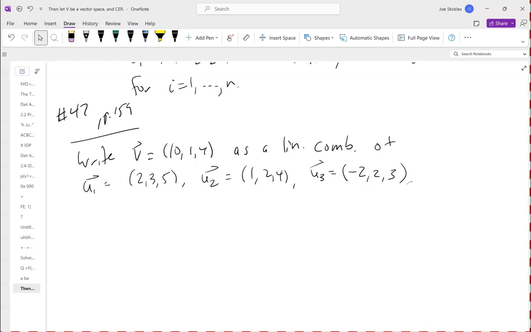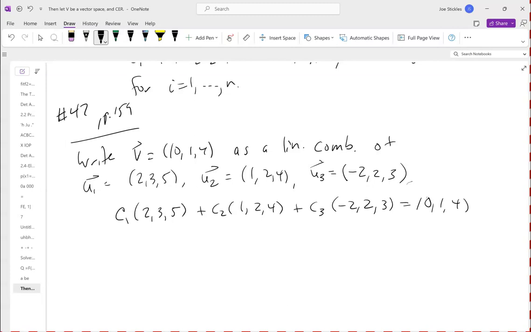All right, so let's think about how we would do this. The idea here is that I want a constant times U1 plus a constant times U2 plus a constant times U3 to give me that vector V, right? So let's just give them names. Let's say we want C1 times 2, 3, 5 plus C2 times 1, 2, 4 plus C3 times negative 2, 2, 3. We want that to equal 10, 1, 4. And we're done. That's what it means to write it as a linear combination. I want to know what those constants are.